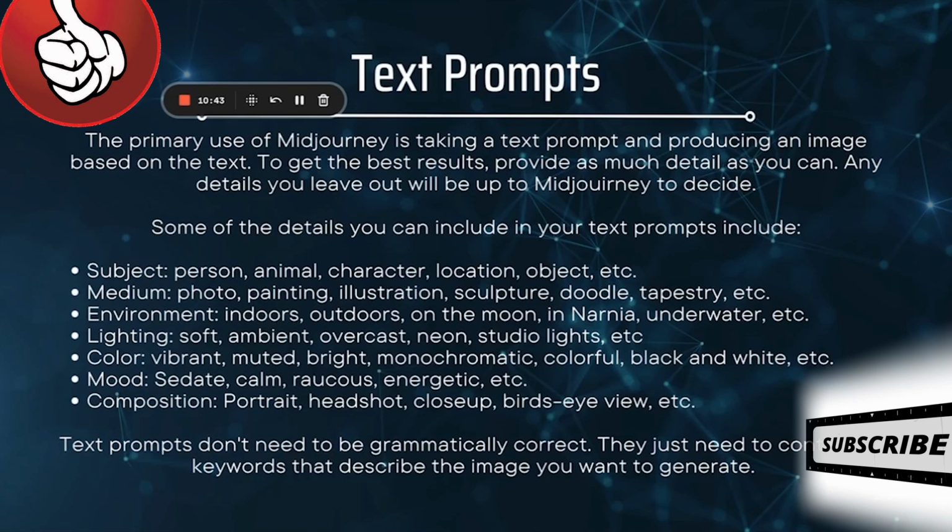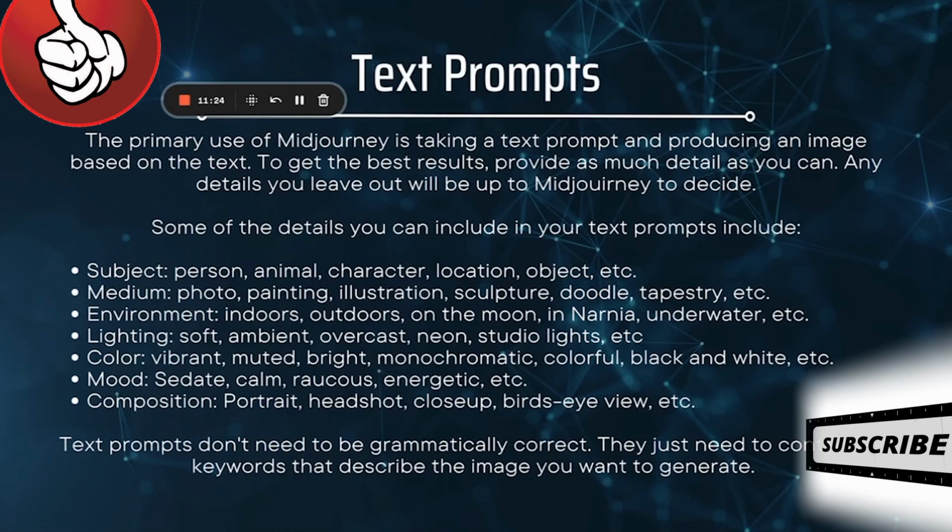So let me give you some examples. The subject: person, animal, character, location, object, etc. Medium. So is this a photo? Is it a painting, an illustration, a sculpture, a doodle, a tapestry? What is it? This is going to change what the image looks like. Next, we need to talk about the environment: indoor, outdoor, on the moon, in Narnia, underwater, whatever it is. You need to tell them what the environment's going to be. And then lighting: soft, ambient, overcast, neon, studio lights, color, vibrant, muted, bright, all the focus on exactly what you want the image to look like. And I'm telling you, it is going to blow your mind.